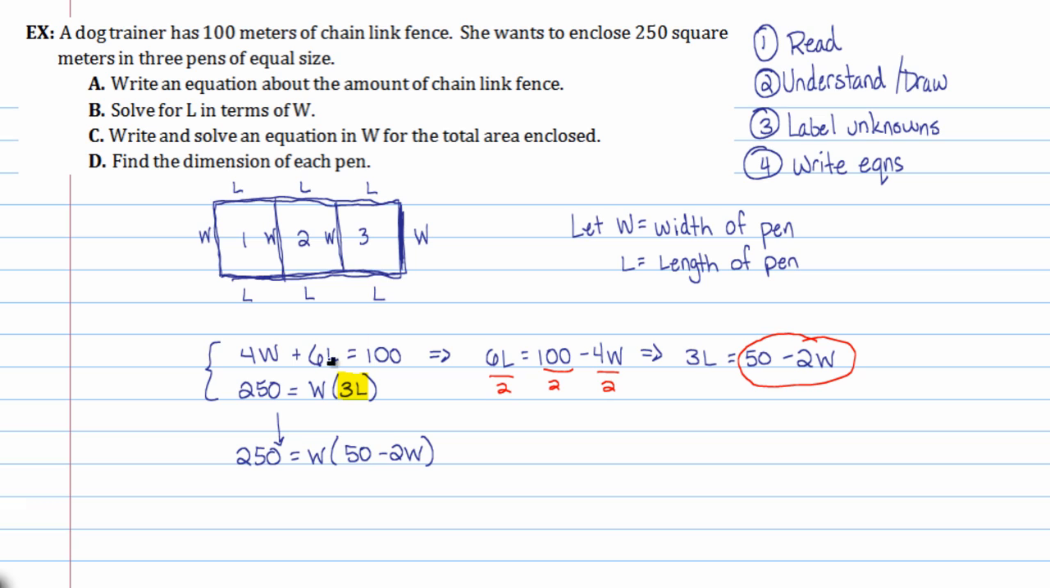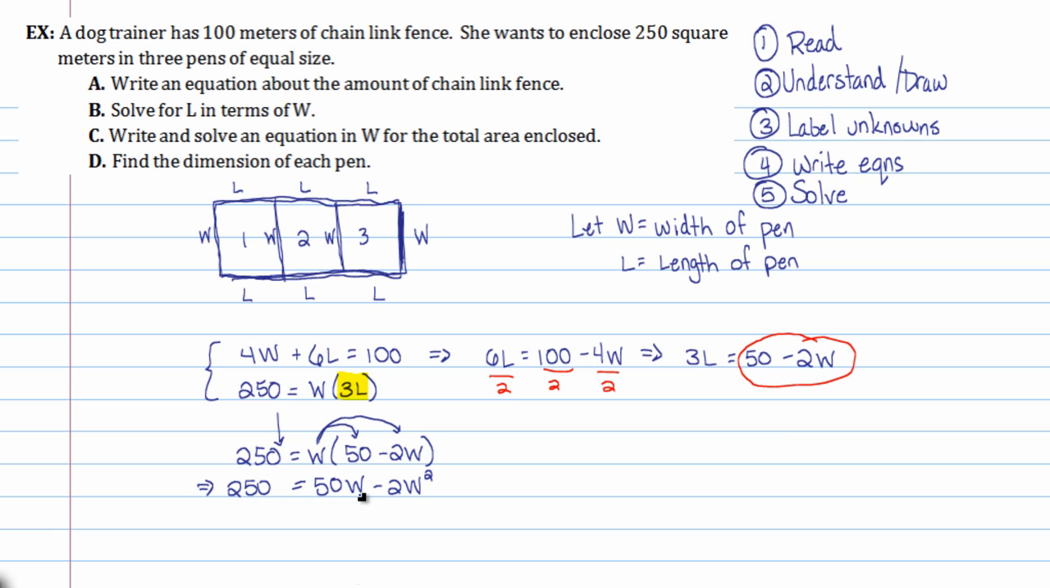Now, at this point, I see I have an equation. So I get to a point where once I've written my equations, I forget about the word problem and I just try to solve that system or that set of equations. So I forget about the word problem at this point. I just look at this equation right here, and I'm going to distribute this W through to get 250 is equal to 50W minus 2W squared. And I see right now it is going to be a quadratic equation.